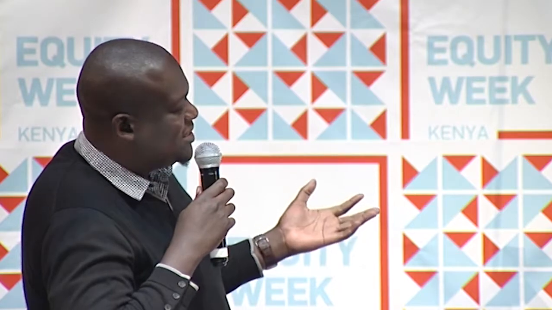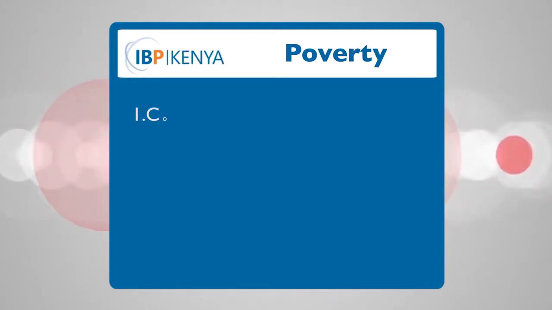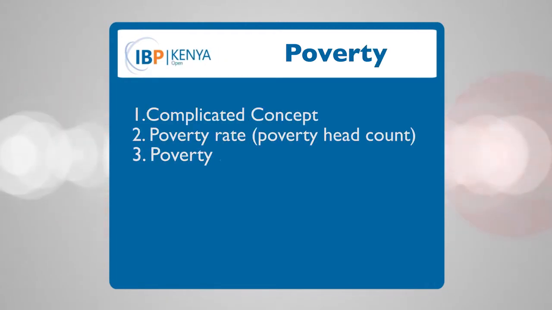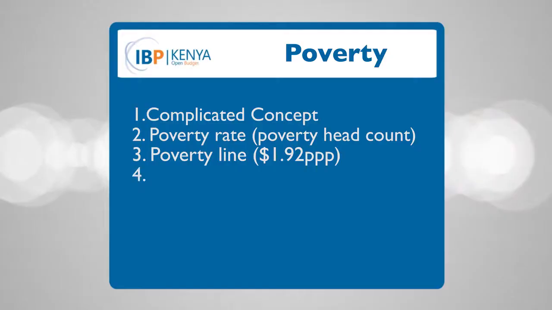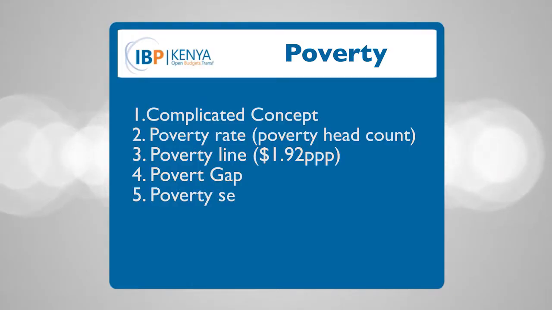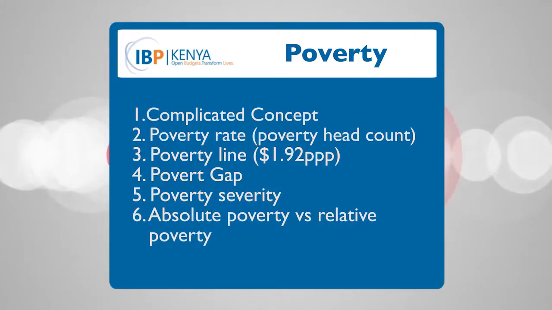Even amongst policy circles, there's a disagreement on what aspects of poverty should feature with regards to resource distribution. There are a couple of basic global standards that everyone, I think, knows about. The poverty rate, how many people are poor; the poverty line, the level of income below which you're considered poor; the poverty gap, how far below that line you are; the poverty severity, how bad your poverty is; and absolute poverty versus relative poverty.